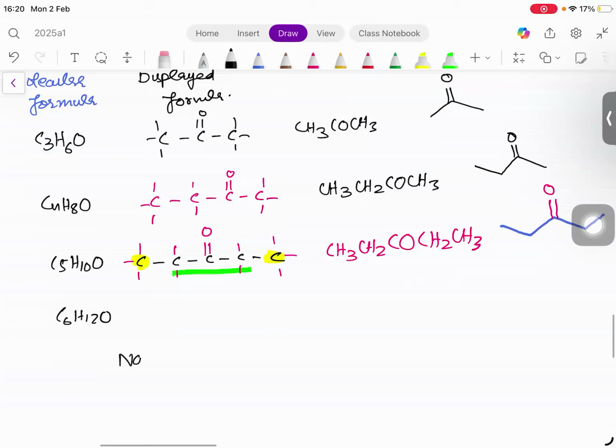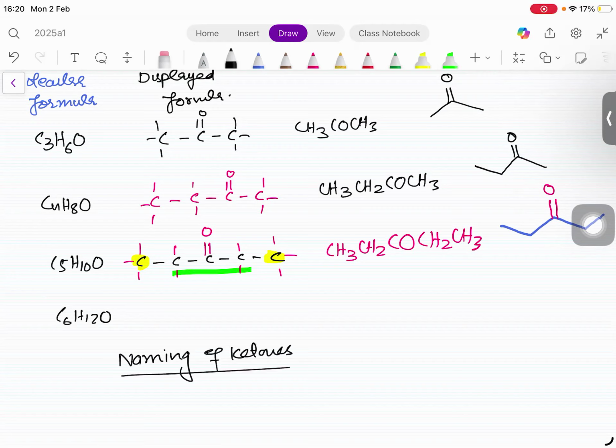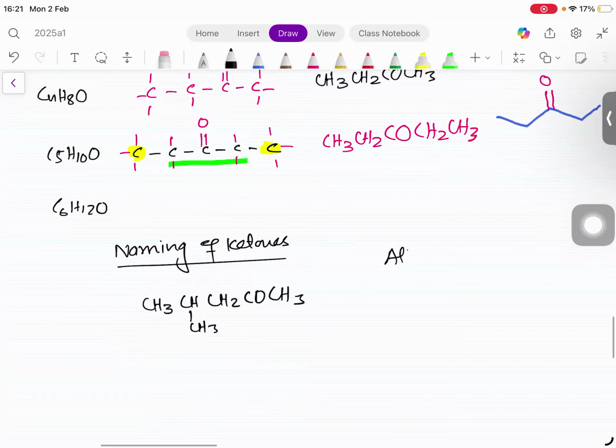Okay, naming. Naming of ketones. Look at this. In this case, the alkane name we have to replace with ONE. So it's going to be alkanone. But over here, back to the normal thing, we are not supposed to skip the position of the functional group. We are supposed to show the position of the functional group.